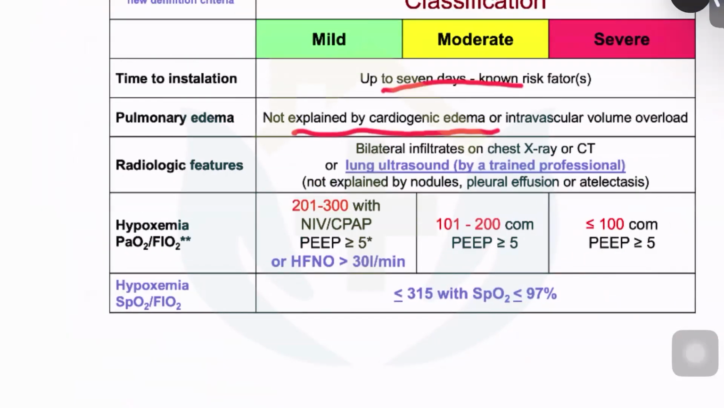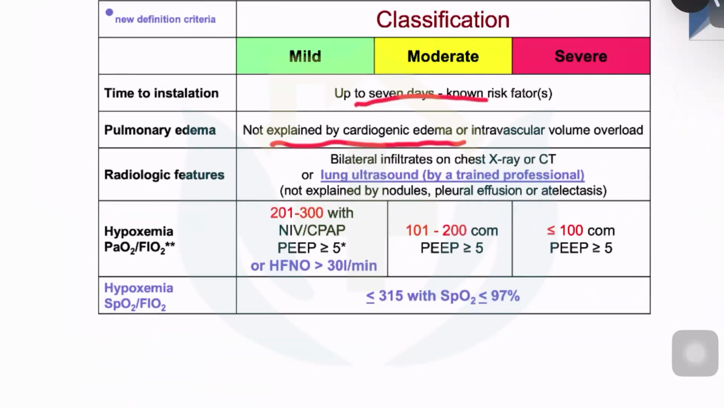Then the hypoxemia definition, in that HFNO has been added, that if a patient is not able to maintain a PF ratio of 201 to 300 with NIV CPAP or PEEP of more than 5 or HFNO more than 30 liters per minute, then we have mild ARDS. This is the first time when HFNO was introduced in the definition of ARDS.